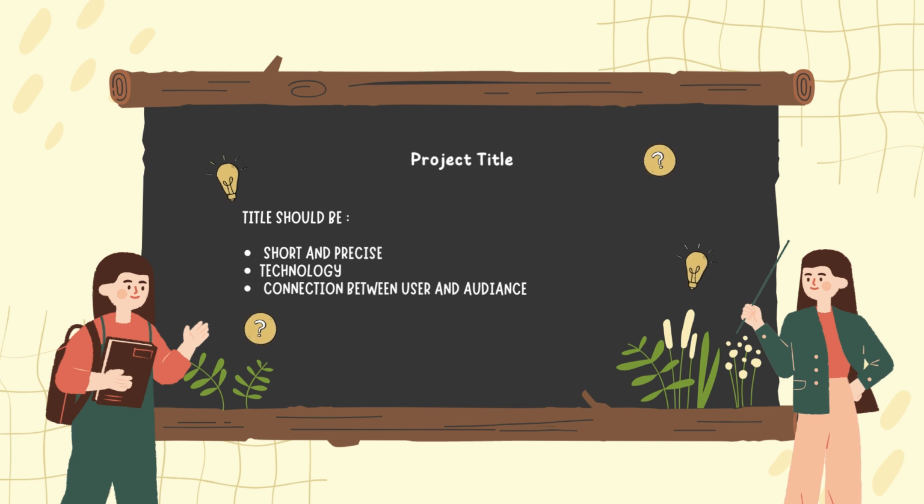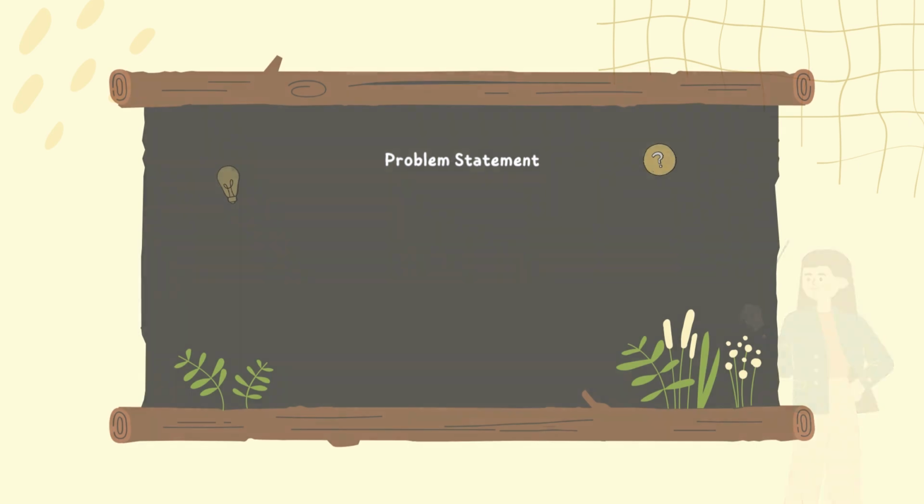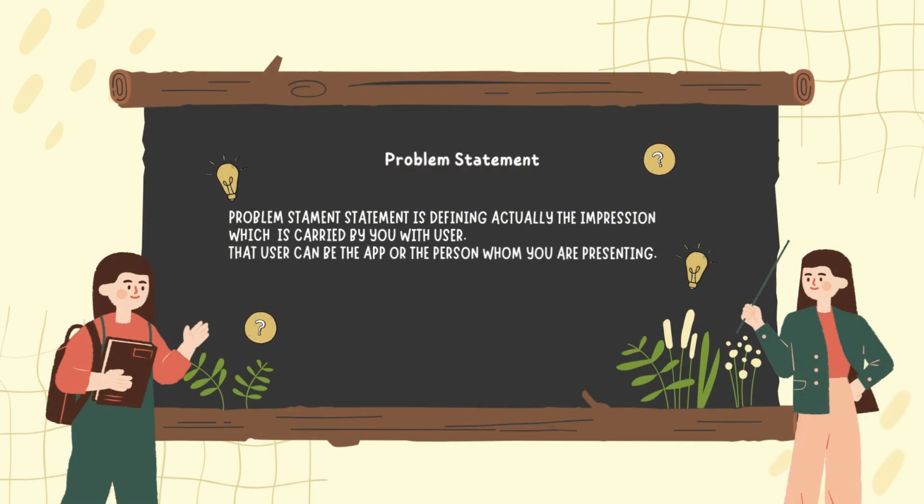You might feel that the problem statement is just a definition, but it is actually the first impression you carry with your user, which can be the person who is using the app or the person to whom you are presenting, whatever it is.